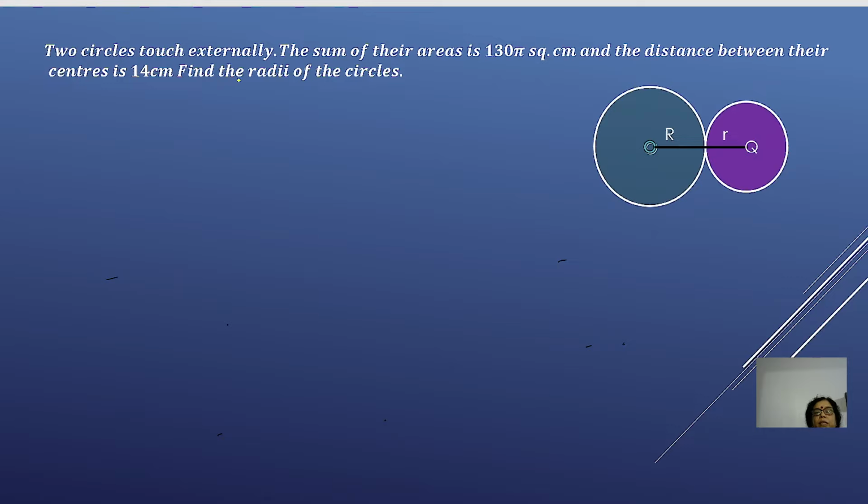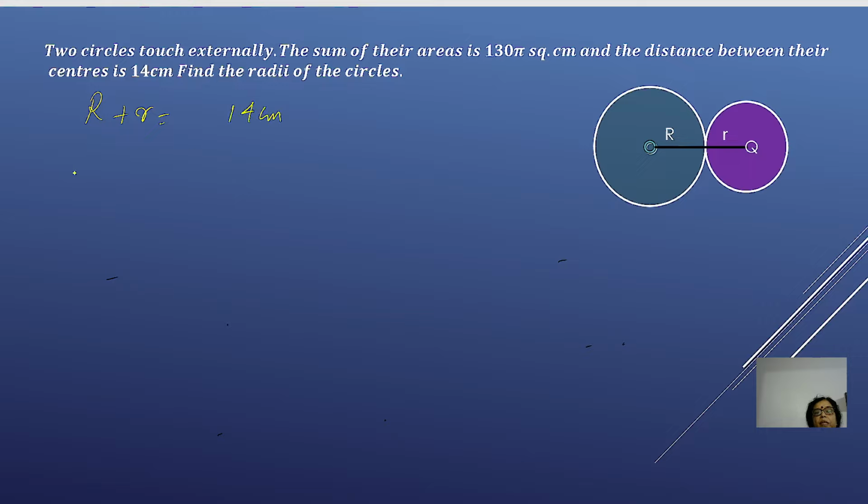Two circles touch each other externally. The sum of the areas is 130 pi square centimeter and the distance between the centers is 14 centimeter. Find the radii of the circles. So two circles are touching each other externally, so the distance between the centers is R plus r, which is given as 14 centimeter.